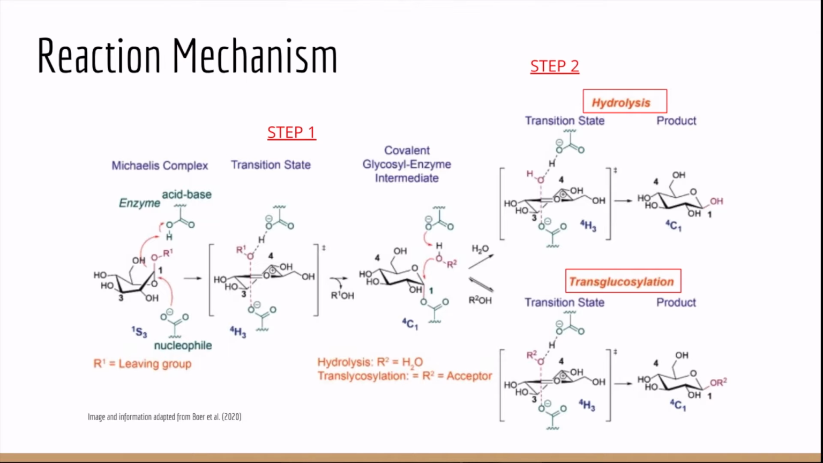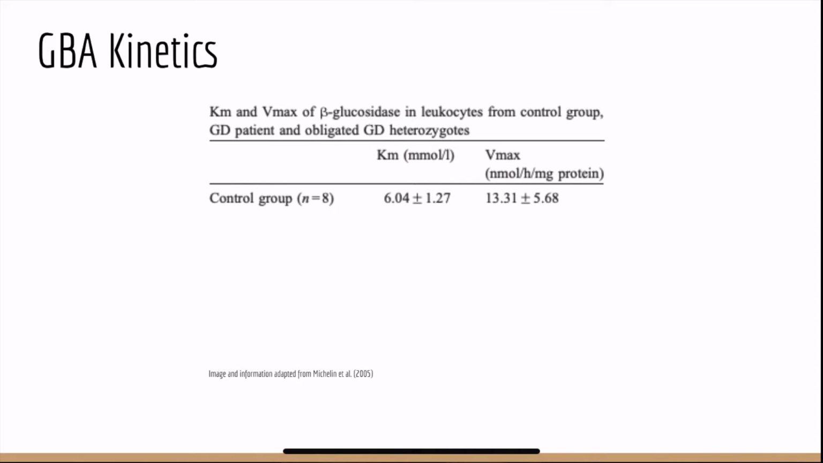Another possible reaction is transglucosylation, where an alcohol comes in and does the same exact thing, resulting in not glucose, but another sugar product. Given this table from Michelin et al., the native Km of glucocerebrosidase is around 6.04 millimole per liter, and for Vmax, it is around 13.31 nanomole per hour per milligram of protein.